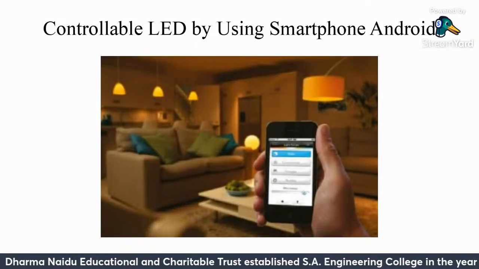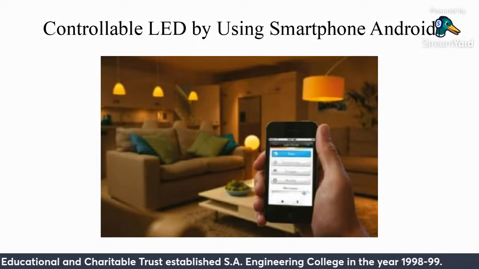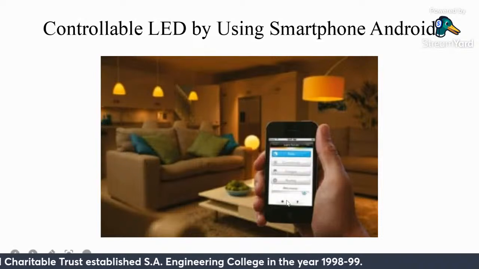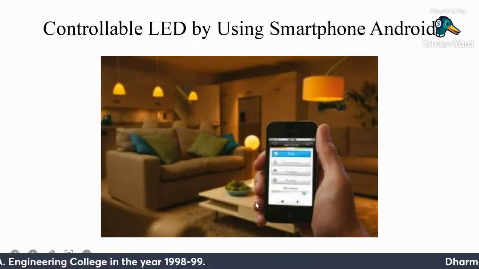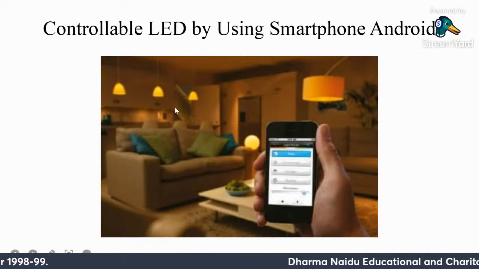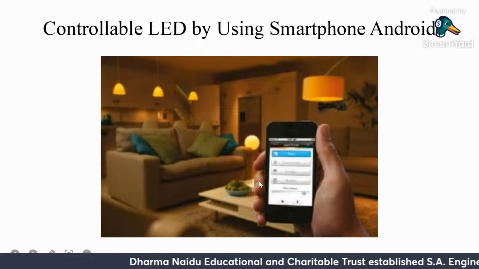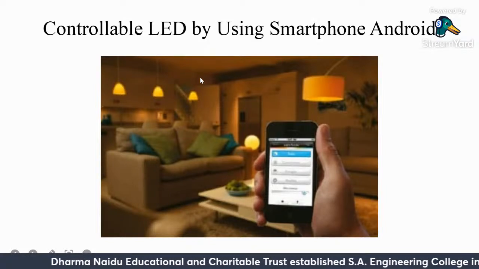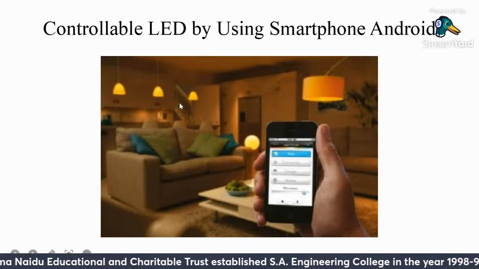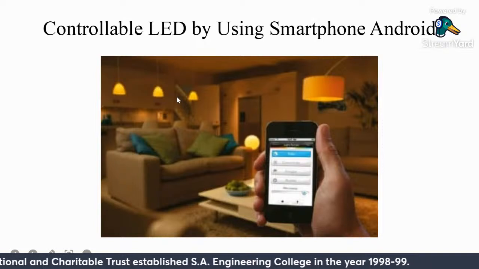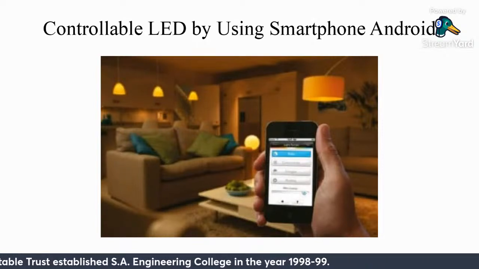And this first one is controllable LED using smart Android. Here, by using this Android application on a smartphone, we can control loads like AC and LED lights. By using this, we can control the AC lights, and we can control the fan also. But in this system, we are controlling the LED. These are the existing systems. After completing the existing systems, I will tell about my system, that is my project.